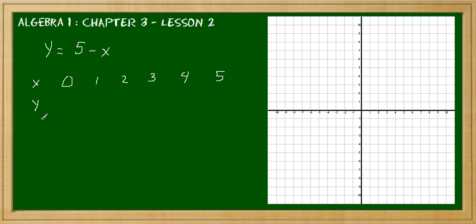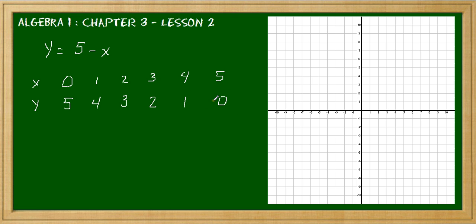So if we were to plug in the value, you can show your work by putting 5 minus x, which is 0. 5 minus 0, what would that be? That would be 5. How about 5 minus 1? That would be 4. How about 5 minus 2? That would be 3. Well, 5 minus 3 would be 2. Then 5 minus 4 would be 1. And 5 minus 5 would be 0.